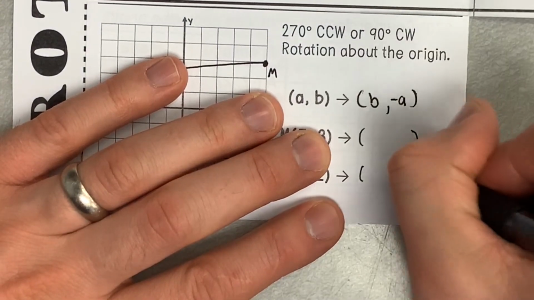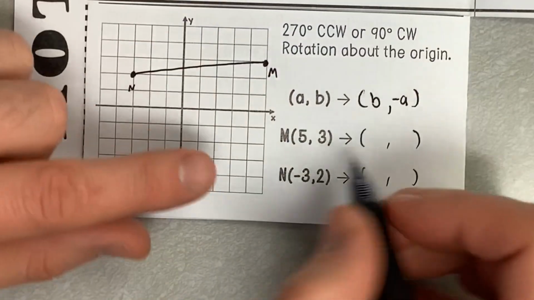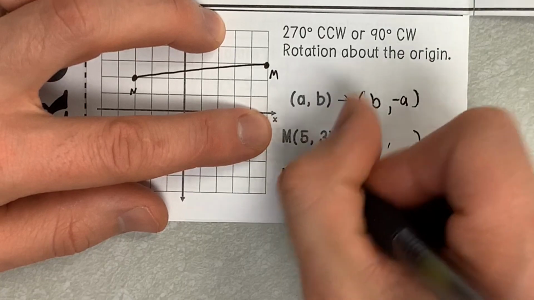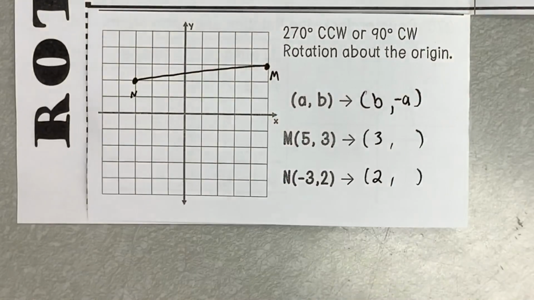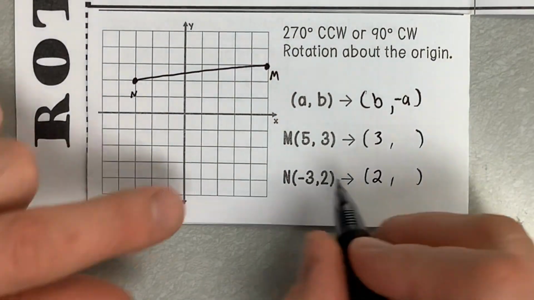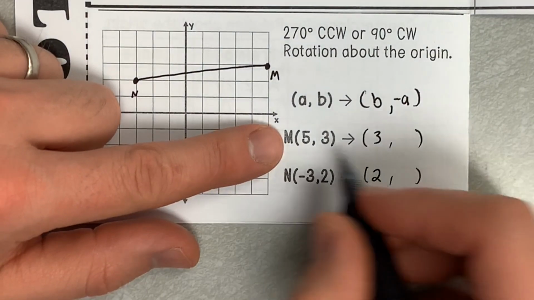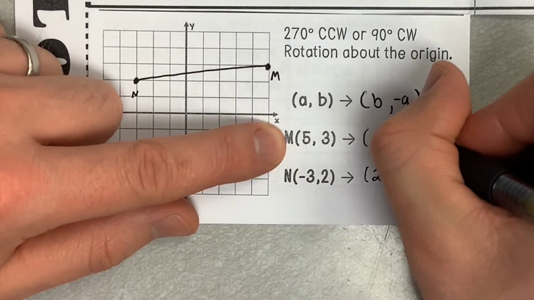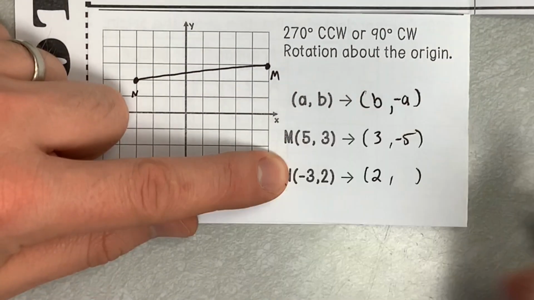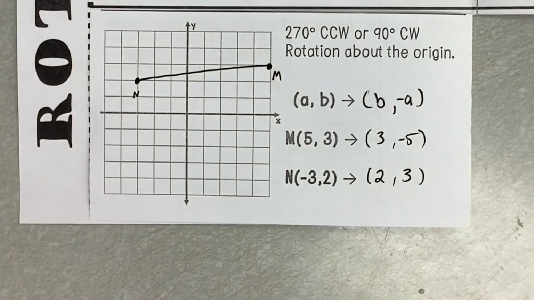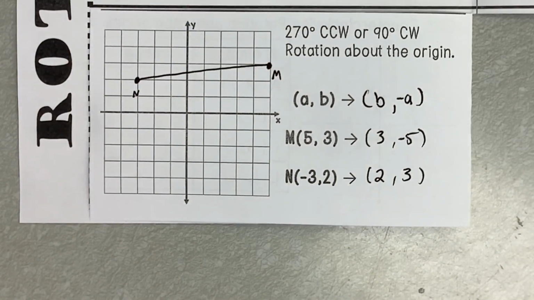M prime and N prime. What we're going to do is we're going to take the Y value, bring it up front as is, so 3 and 2. We're not going to do anything with it. Then we're going to put the X value in the back and take that opposite. So the +5, it becomes -5. It's a -3, it becomes +3. And that's it. Now let's graph it.